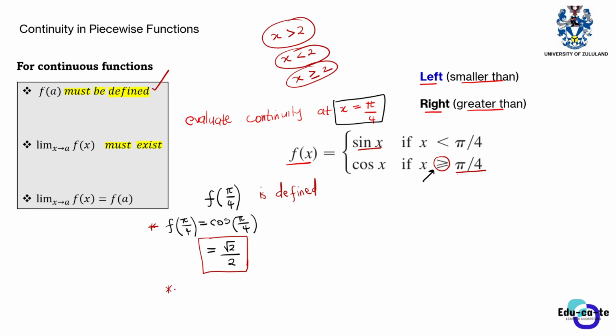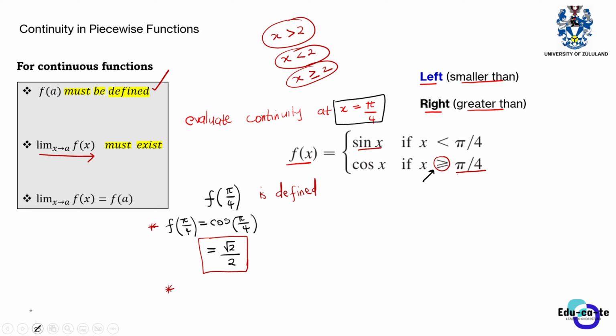Now let us look at the second condition. Does the limit exist or not? Remember, for you to find if the limit exists or not, you must approach that x value from the left and from the right, and you compare the limiting values that you get.